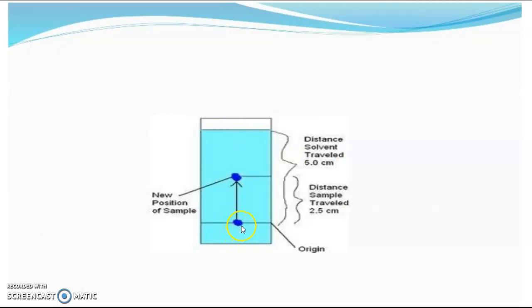We have taken a spot here which we call the origin line, and after passing the solvent the spot moves to a distance of 2.5 centimeter. This numbering is for your convenience to understand. See, the solvent moves to a 5 centimeter distance. This is the distance traveled by the solvent, and this is the distance the sample traveled, 2.5. This is the new position of the sample, and this is the original position of the sample.